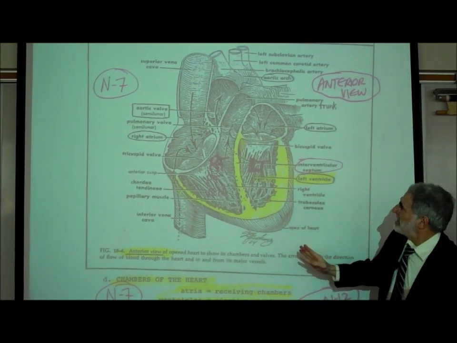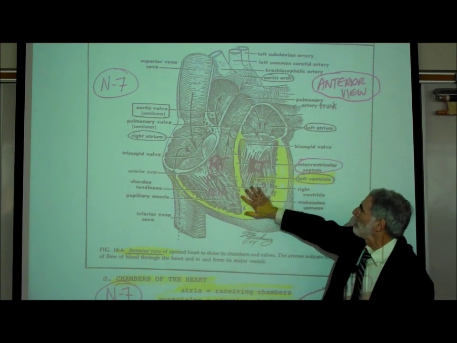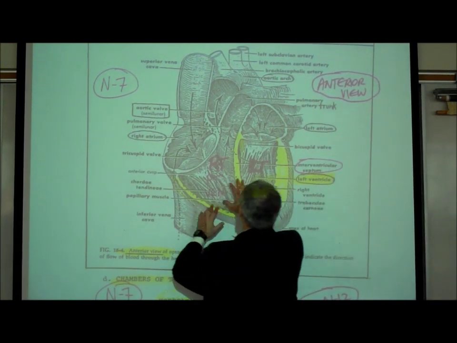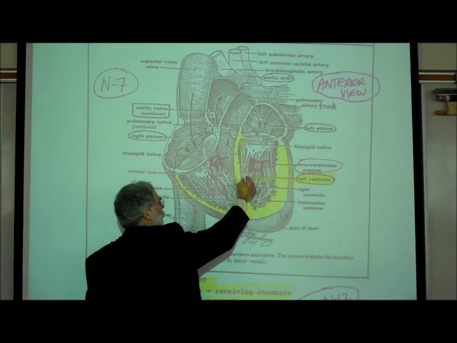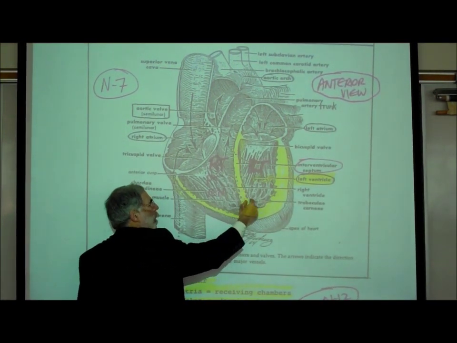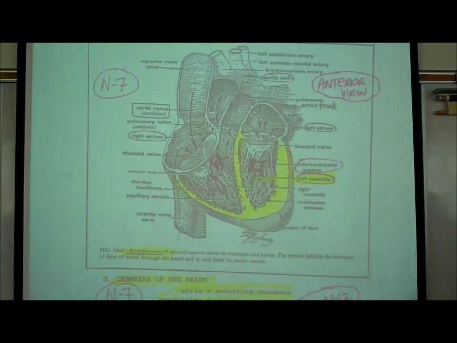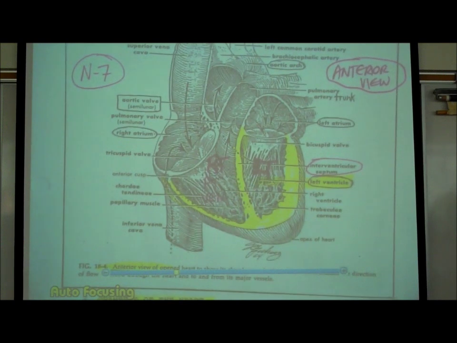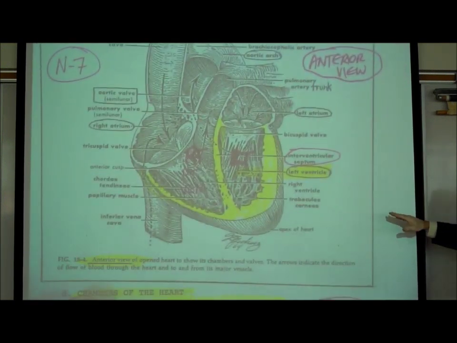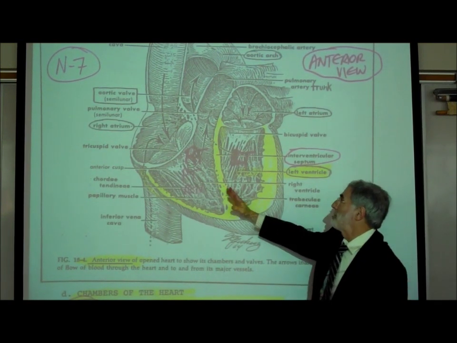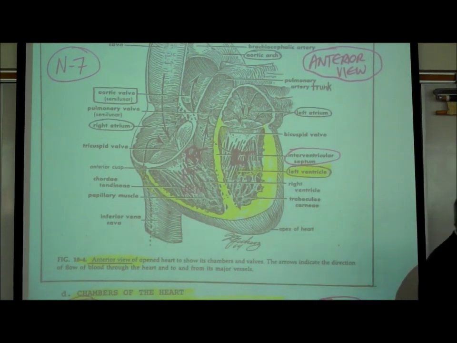I want to draw your attention to this wall that separates the right and left sides of the heart. These are the two ventricles, specifically the right ventricle and left ventricle. So we call this wall the interventricular septum. Inter means between. Ventricular means ventricles, and septum means wall. Remember a nasal septum? So that is the wall between the two ventricles.